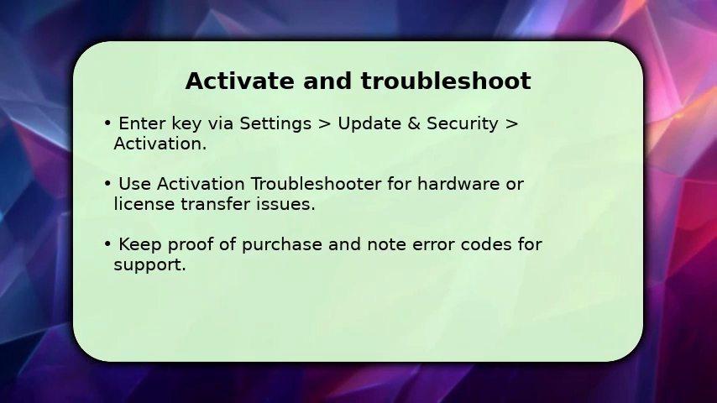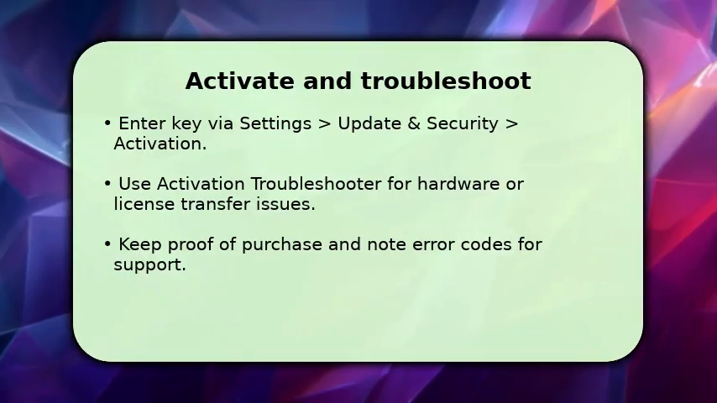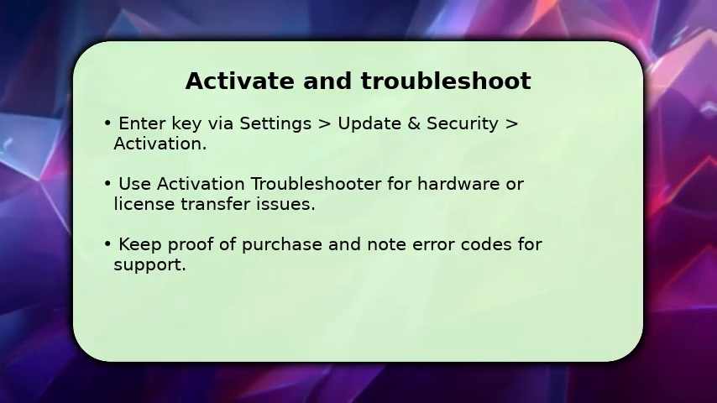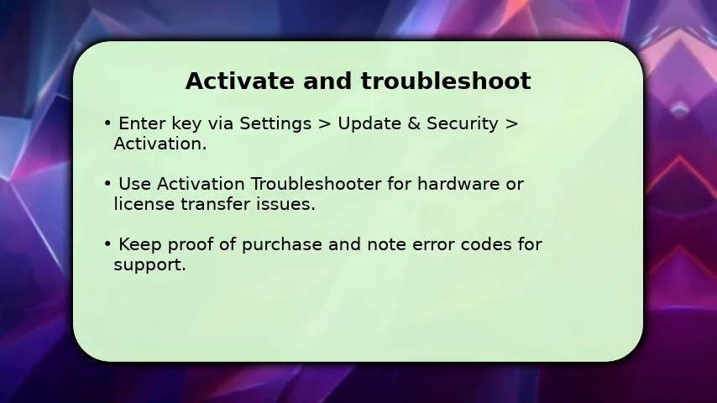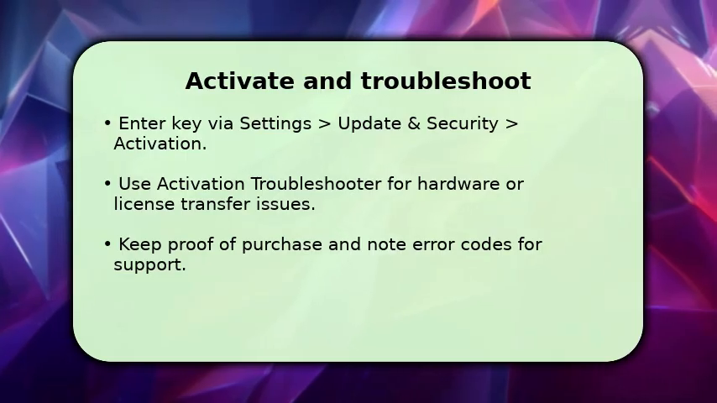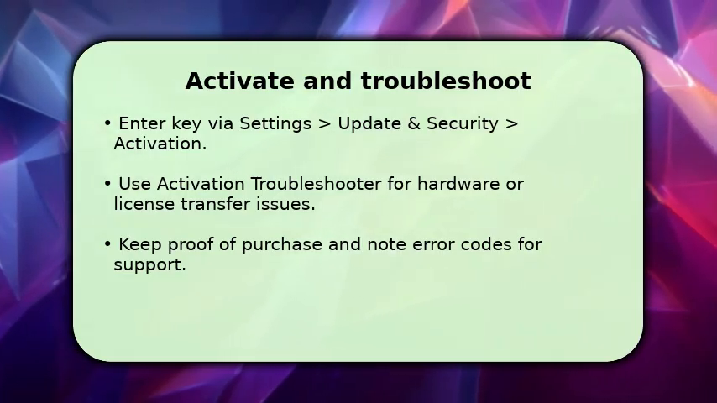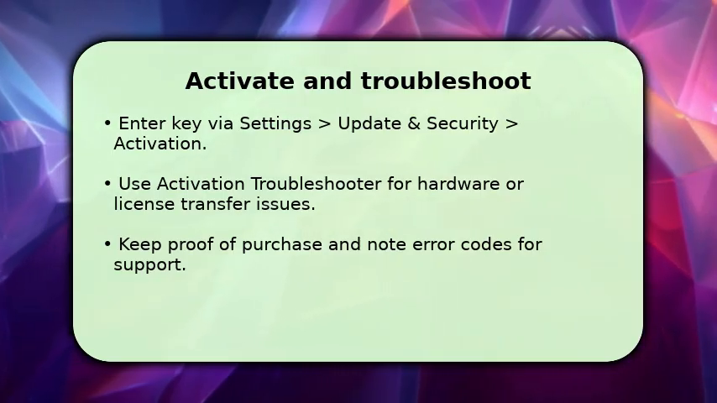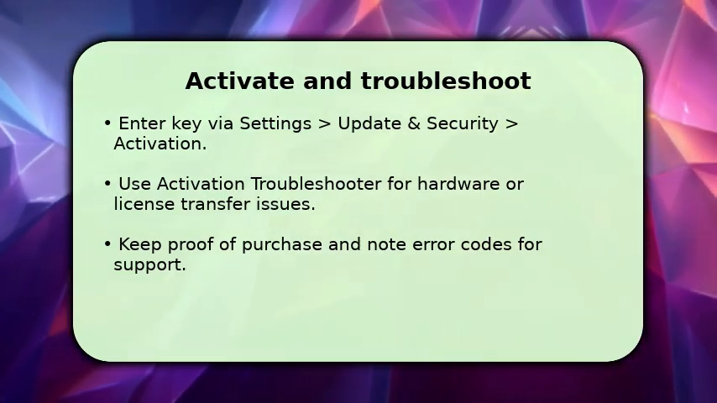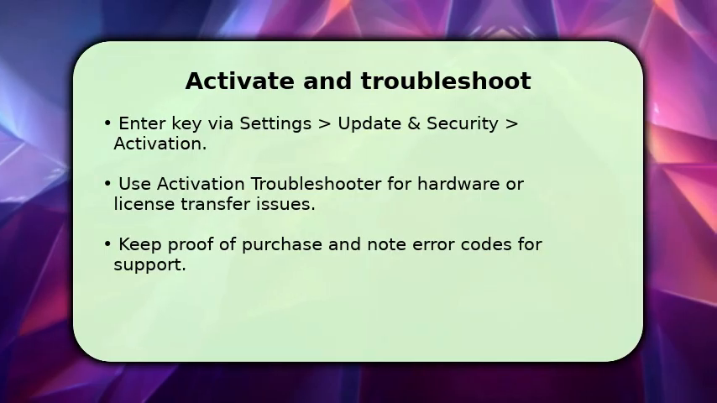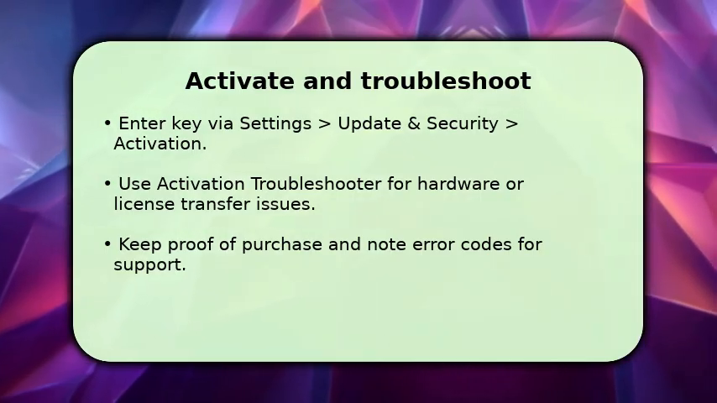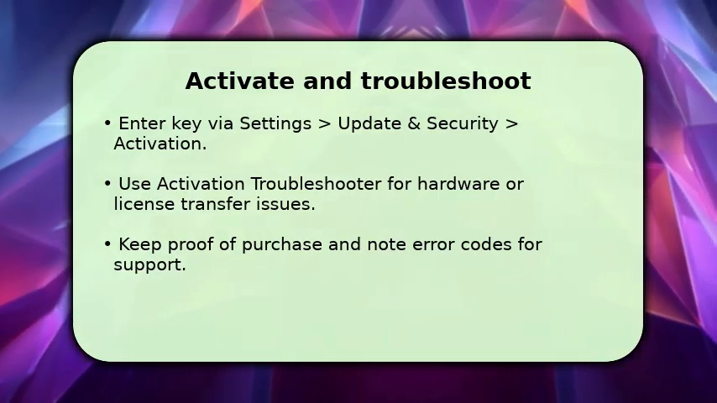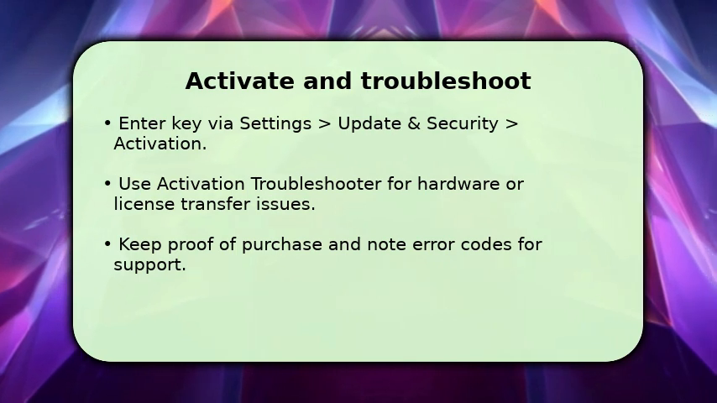Finally, enter the 25-character product key in Settings, Update and Security, Activation, and click Activate. You'll see success or an error code. If activation fails, run the activation troubleshooter and sign into the linked Microsoft account to retrieve a digital license. If transferring a retail key after major hardware changes, choose troubleshooting options that mention hardware transfer. If problems persist, document error codes and retain proof of purchase, so support can resolve mismatched keys or blocked activations.